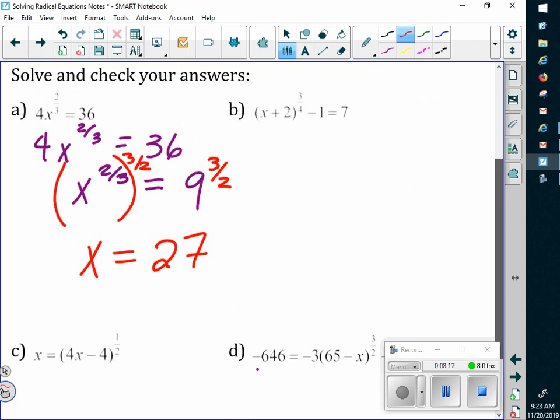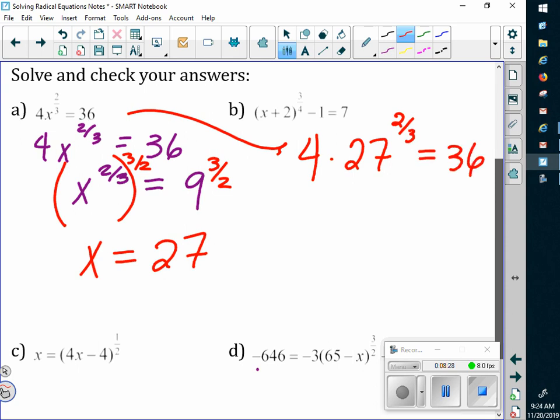If x is 27, 4 times 27 to the 2/3 power equals 36. We've got to see if that's true. Now, I want you to do it without the calculator first. I'll show you how to do it on the calculator. Do you do 4 times 27 first, or do you do 27 to the power first? You do 27 to the power first. So that says the cube root of 27, which is 3. 3 squared is 9. 9 times 4 is 36.